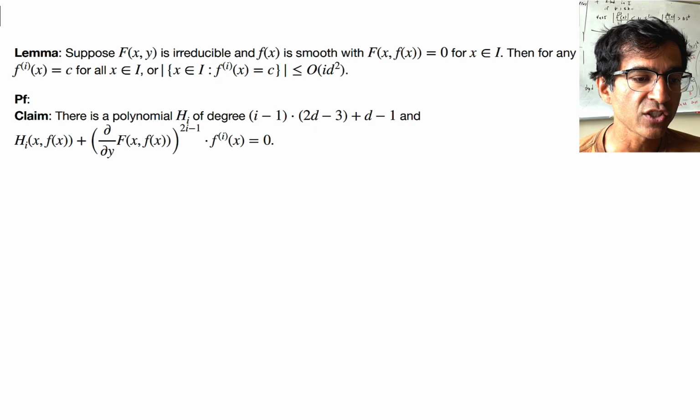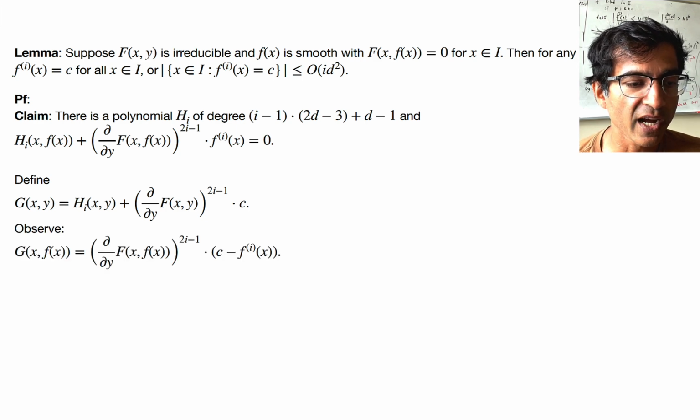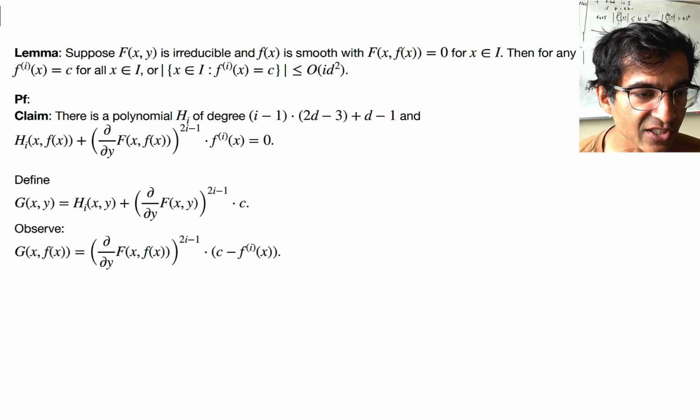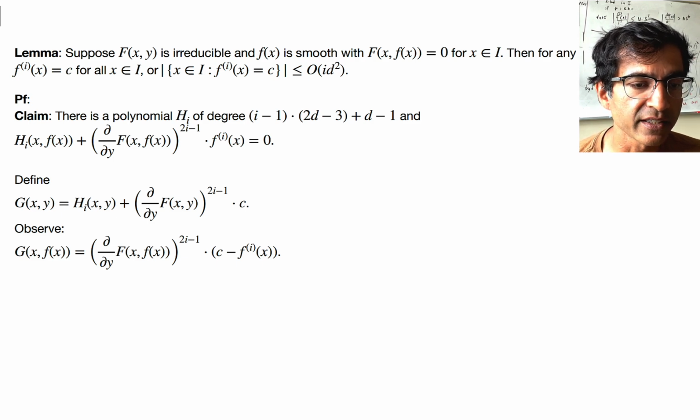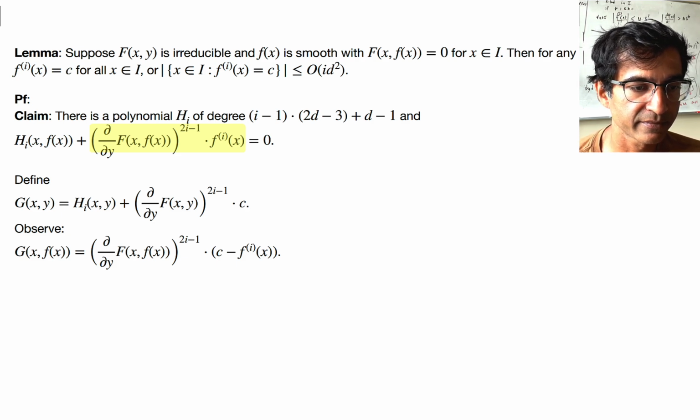So given this identity, let's define g to be this polynomial in two variables. Now you see that when you plug in f(x) for y, you get this identity, because h evaluated at (x, f(x)) is equal to minus this term. So plugging in f(x) and substituting the value of h_i(x, f(x)) gives you this identity.